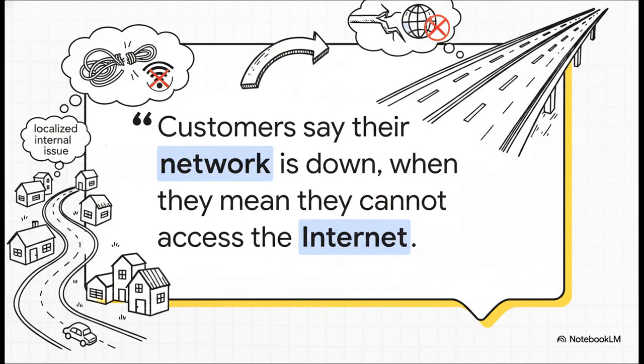And you know, this fundamental difference perfectly explains a wildly common scenario in the field. Customers will call support in a panic, saying, "My network is down." But based on everything we've just covered, we know what they actually mean is, "I cannot access the internet." There is a massive structural difference between a localized internal issue, a problem on the street, and a cut-off external link, a roadblock on the highway.